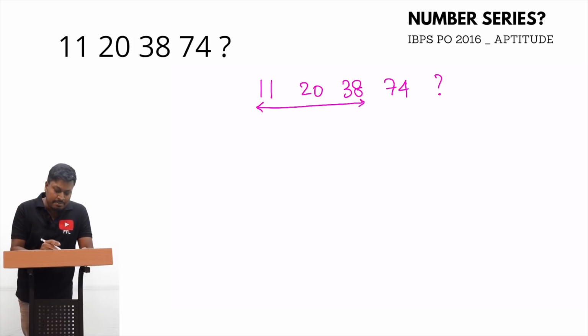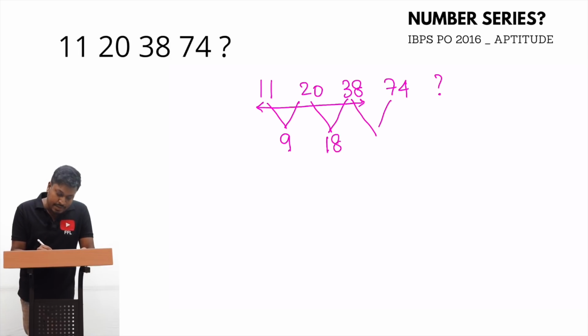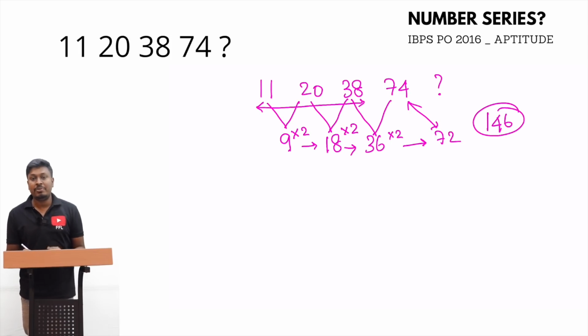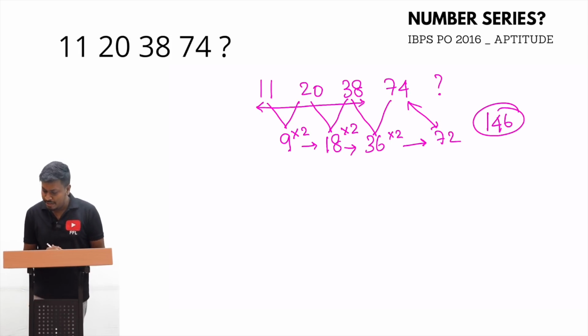Something they have added with the number. Just see 11 and 20. What is the difference here? 9. So 20 and 38, what will be the difference? 18. So 38 and 74, the difference will be 36. So now you can guess that 9 into 2 is 18, 18 into 2 is 36, so now 36 into 2 will be 72. So 74 plus 72, the result will be 146. So 146 will be your answer. Look at the options. Yes, option A, 146. That will be your answer.